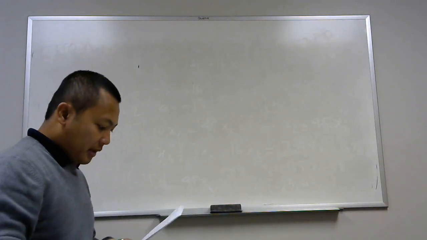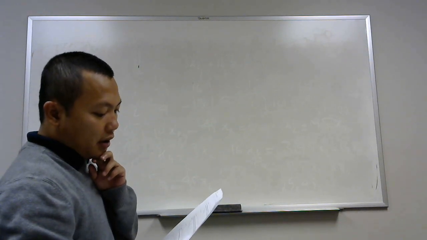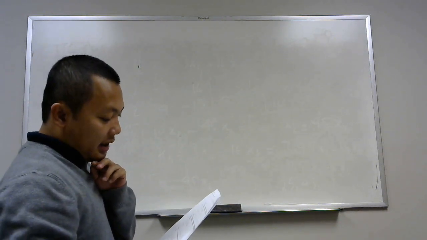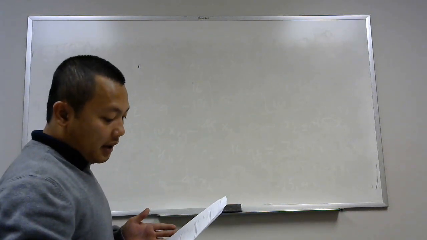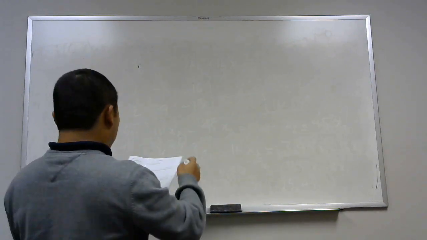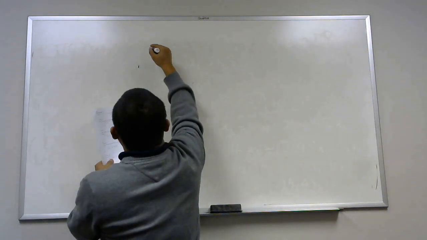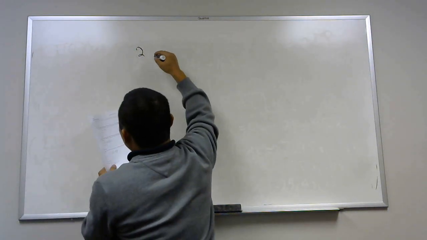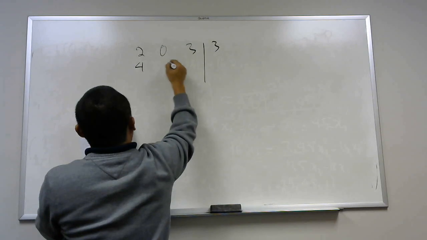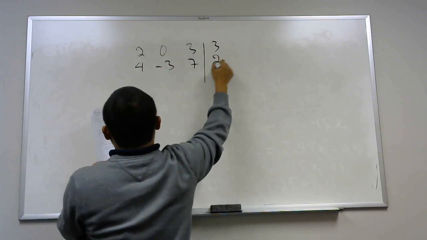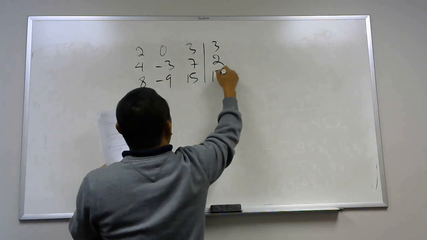The second question. Solve the system using Gaussian elimination with back substitution or Gauss-Jordan elimination. If the system has an infinite number of solutions, express x1, x2, x3 in terms of parameters. So let me write the matrix form of this system right away, right? That is 2, 0, 3, and here 3. And you have 4, -3, 7, and 2, and then 8, -9, 15, and 17.